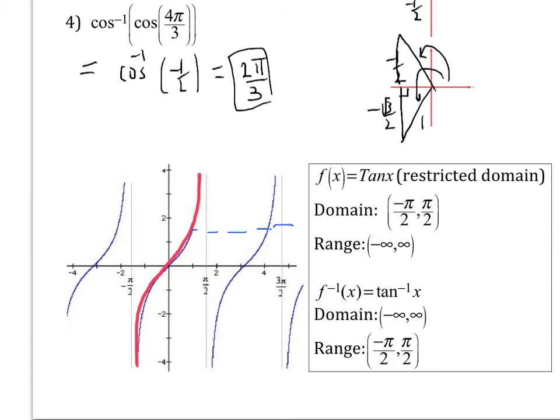Let's draw. It's going to have a horizontal asymptote at pi over 2 and negative pi over 2, it turns out, because tangent has a vertical asymptote at negative pi over 2 and pi over 2. So the graph looks kind of like this.